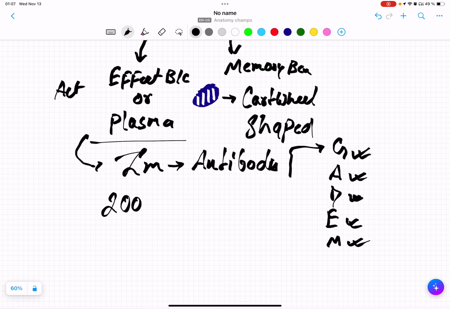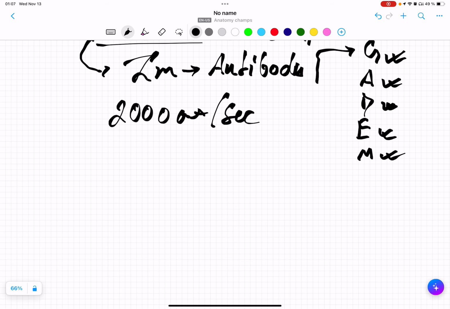They can produce almost 2000 antibodies per second. Suppose something is producing antibodies, and antibodies are what? Gamma globulins. So if I want to make a cell, will it look like this? Yes. Will it have nuclei? Yes. Nuclei will have cartwheel shape.